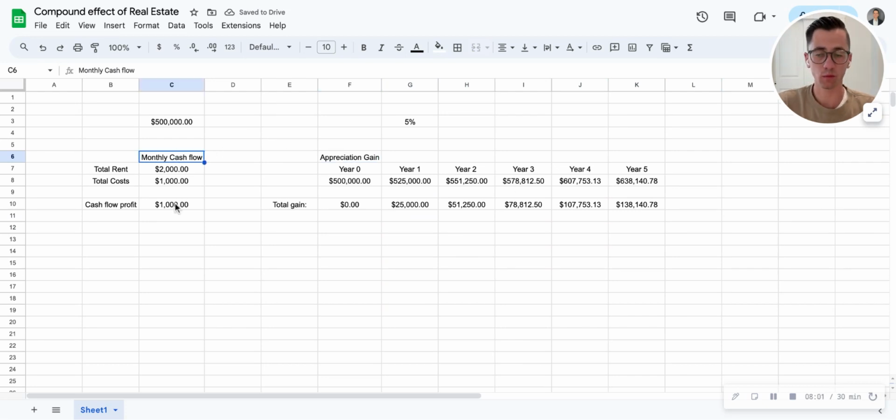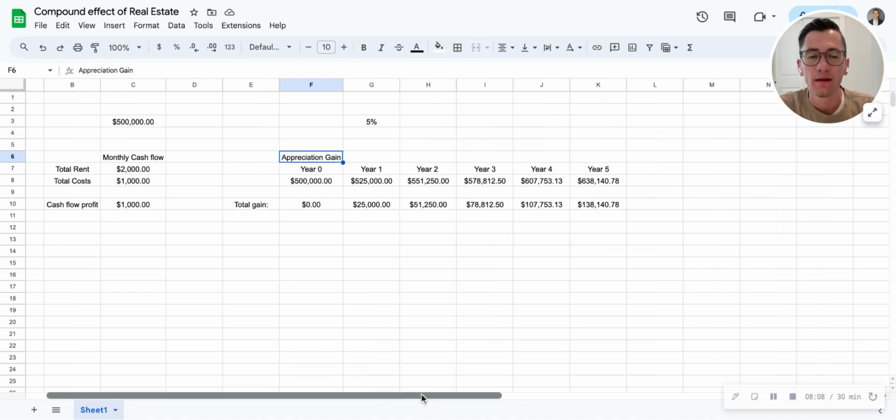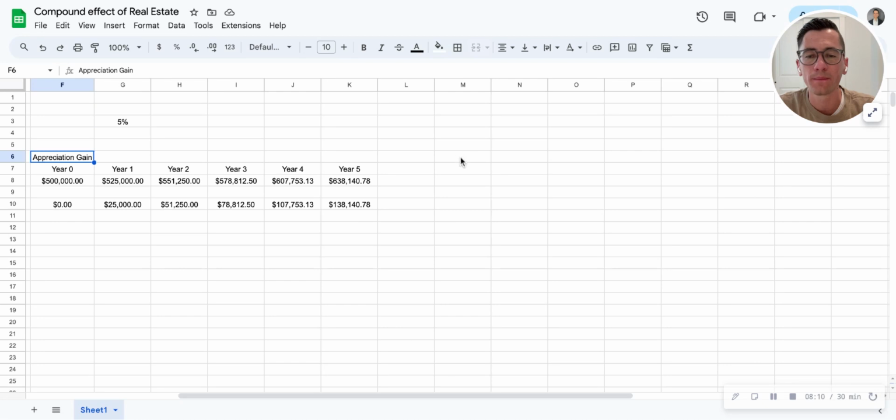So first way, right? Monthly cash flow. Second way of making money in real estate is appreciation gain. Now let's move to the third way, which is your tax benefits. And actually, before we dive into tax benefits, I actually want to go to principal. Principal or principle? Oh, well, you guys can correct me in the comments. Okay, principal pay down.